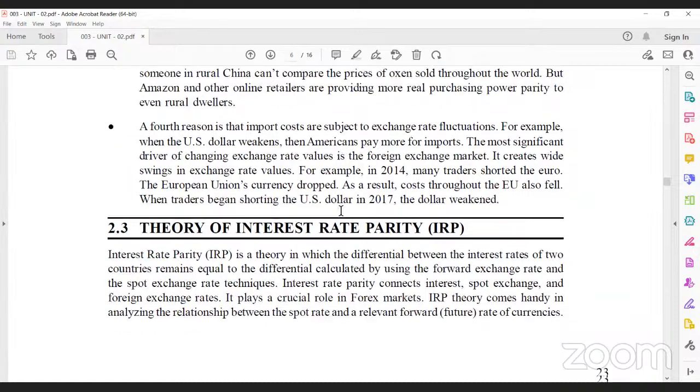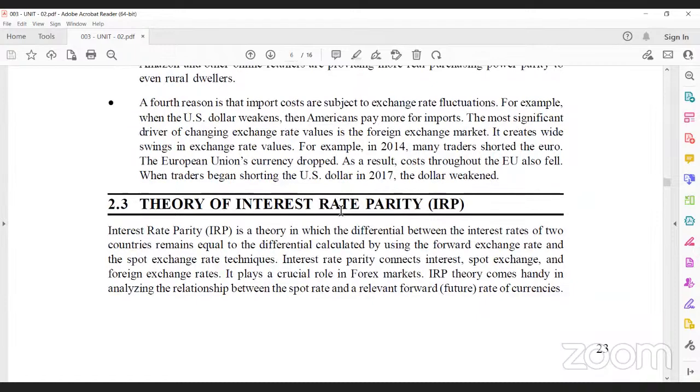Now, a small example is discussed here. In 2014, many traders shorted the euro. The European Union's currency dropped. As a result, prices throughout the EU also fell. When traders again began shorting the US dollar in 2017, the dollar too weakened.